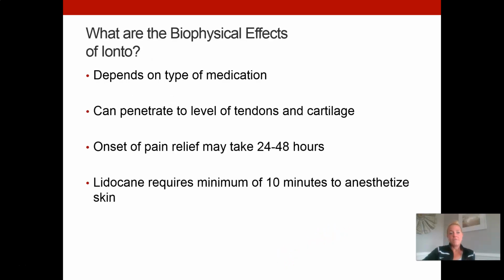So the biophysical effects of Ionto are going to depend on the type of medication, whether you're using a pain reliever or a numbing agent or an anti-inflammatory, then that's what effects it's going to have on the tissue. It can get down to the levels of tendon and cartilage, which is good, oftentimes, again, what we're trying to treat. One thing to take note of is that the onset of pain relief may take 24 to 48 hours.